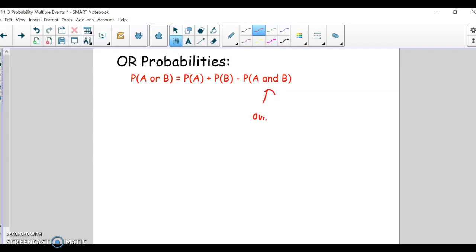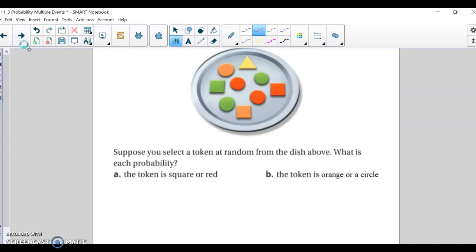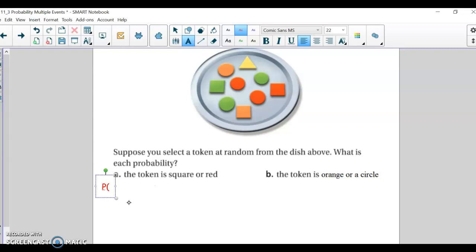I like probability when I can make some sense of it, and hopefully when we start to apply this formula, it'll make sense. Let's look at a couple examples here. Here we have a dish of shapes. I'm not sure why you're eating shapes, but we want the probability that a token is square or red. The way we do this "or" probability is we take the probability that it's a square plus the probability that it's red, because it can be either one of those, and then minus the overlap, which is the probability it's red and square.